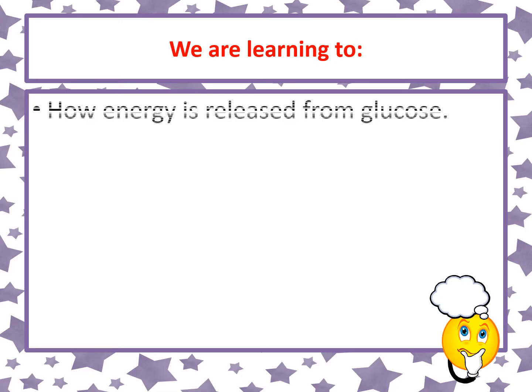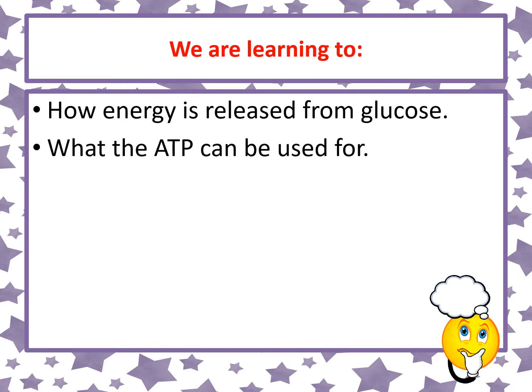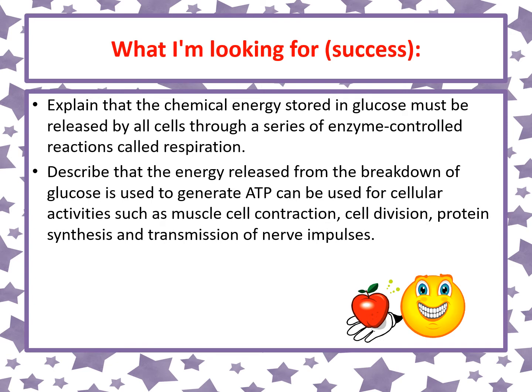Your learning intention is to understand how energy is released from glucose and be able to describe it, and also understand what ATP is and what it can be used for. To be successful, I'm looking for you to be able to explain that the chemical energy stored in glucose must be released by all cells through a series of enzyme-controlled reactions called respiration, and to describe that the energy released from the breakdown of glucose is used to generate ATP, and ATP can then be used for cellular activities such as muscle cell contraction, cell division, protein synthesis, and transmission of nerve impulses.